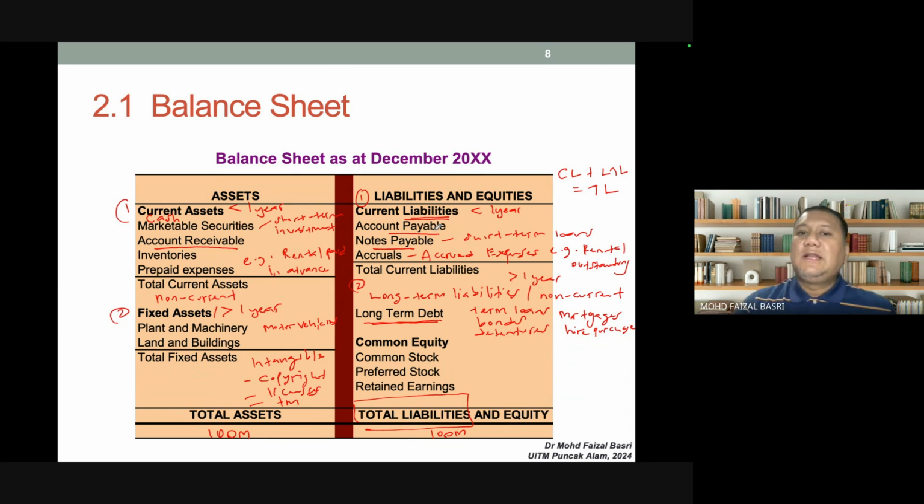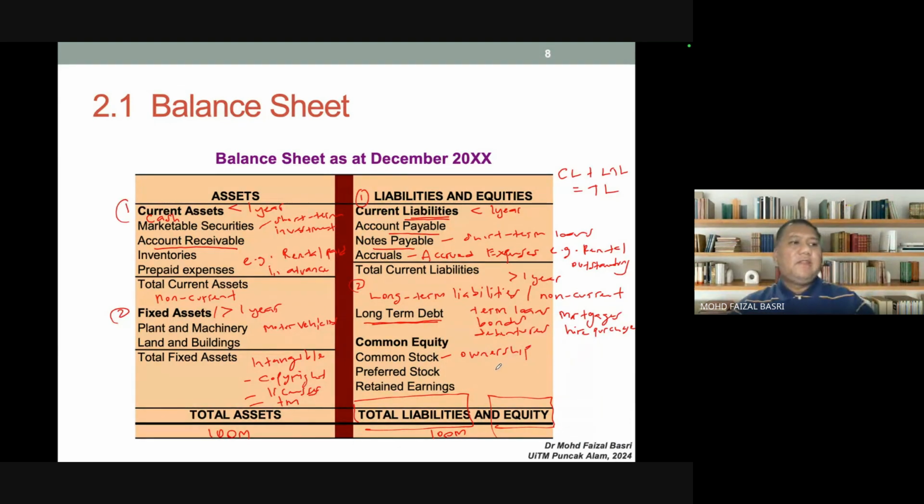Okay, total liabilities is only a fraction of the assets. So if assets are 100 million, we know total liabilities will not equal 100 million. Okay, because there will be some element of equity. Okay, there will be equity in our account. Okay, so what are the items under equity? We have common stocks, we have preferred stocks, and we have retained earnings. So what does it mean? Common stock usually represents ownership.